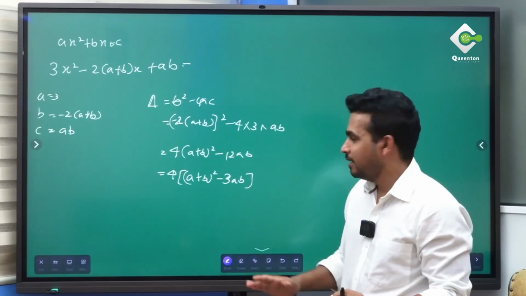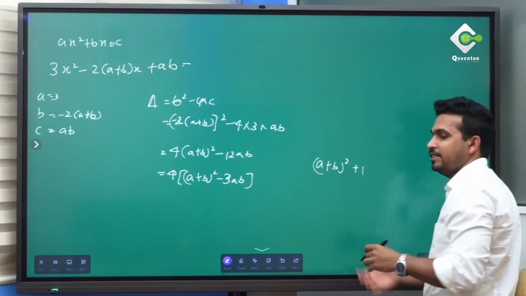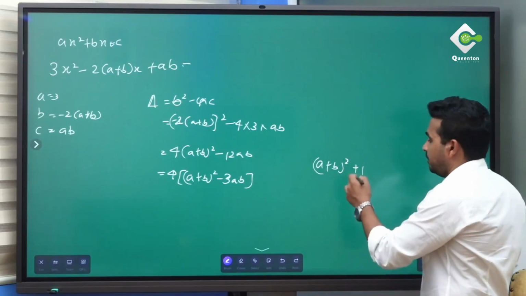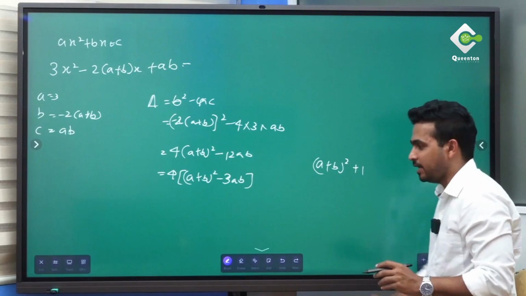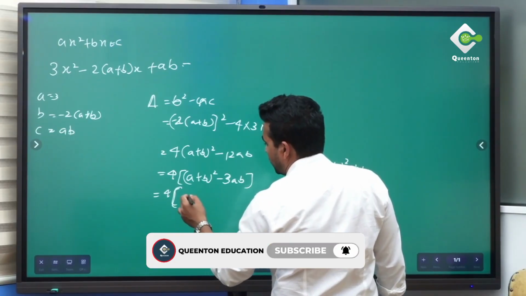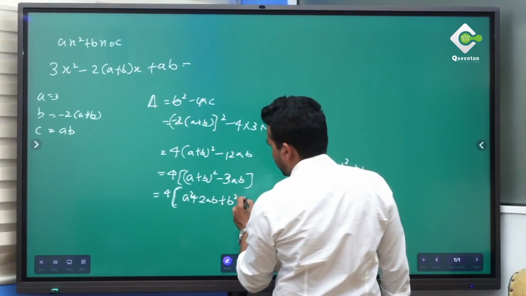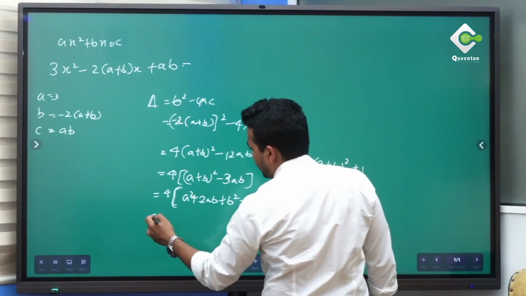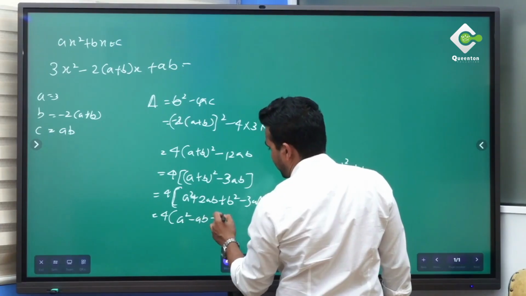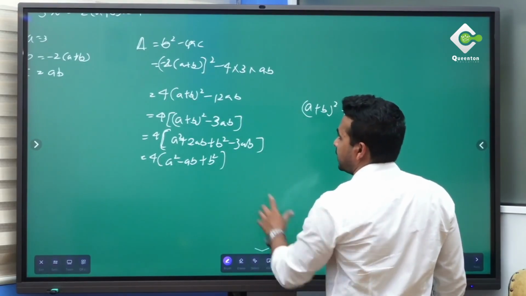Can you understand what I'm saying? If we had it like this, then we could say straight away it is positive, because (a plus b) squared is greater than or equal to 0, and then we are adding one more positive term. But here we can't say, so we have to do further calculation. Now we have come to this level, and still we can't say this is positive.